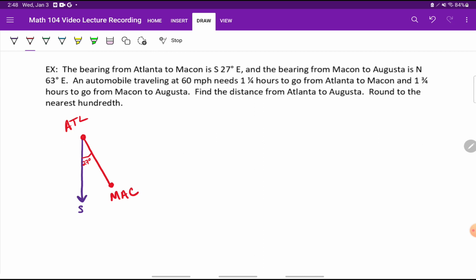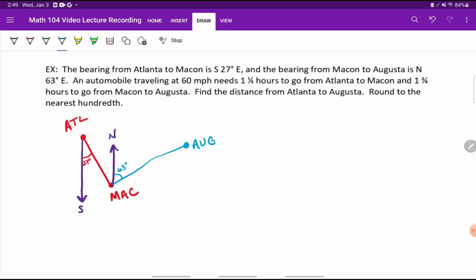And the bearing from Macon to Augusta is north 63 degrees east. So they're giving us a new bearing. We're going to start with a due north line this time, and then we're rotating 63 degrees to the east. And that gets us to Augusta. Okay, so there's our bearings.